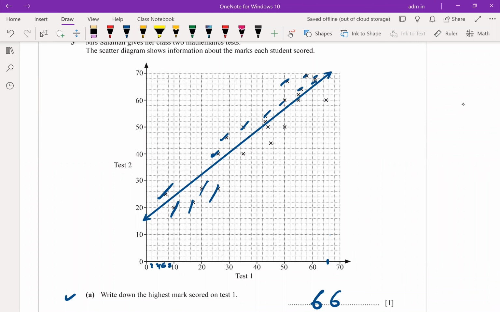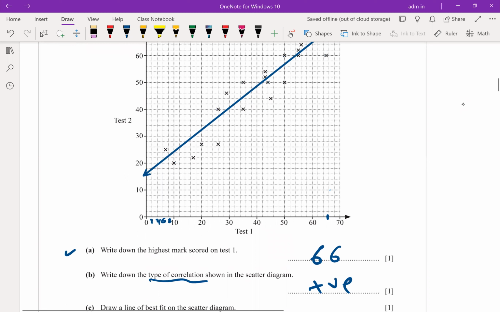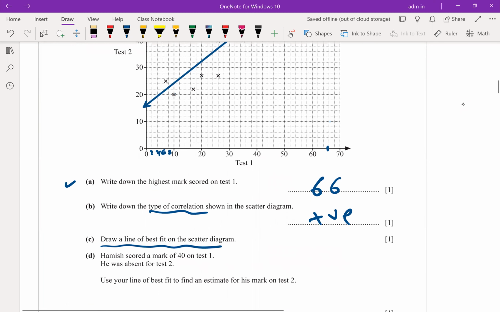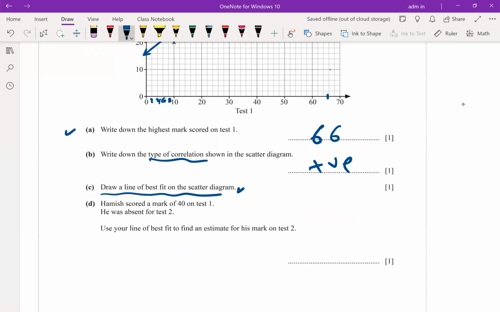This is the line. What is the use of drawing the line of best fit? We use it to estimate. If you have the first, you can get the second. If you have the second, you can get the first. So there is a score of 40 on test 1. There is one student who got a score of 40, but he was absent for the second one. So how do we estimate his mark?